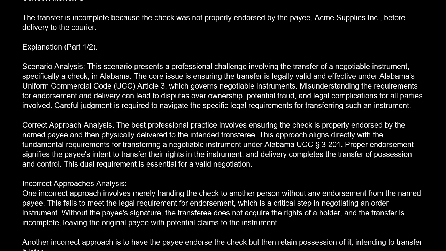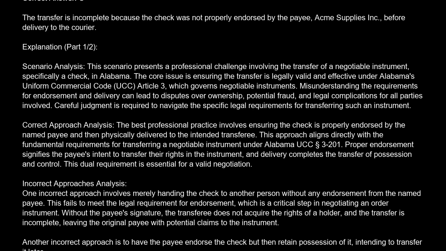Alabama. The core issue is ensuring the transfer is legally valid and effective under Alabama's Uniform Commercial Code, UCC, Article 3, which governs negotiable instruments. Misunderstanding the requirements for endorsement and delivery can lead to disputes over ownership, potential fraud, and legal complications for all parties involved. Careful judgment is required to navigate the specific legal requirements for transferring such an instrument.